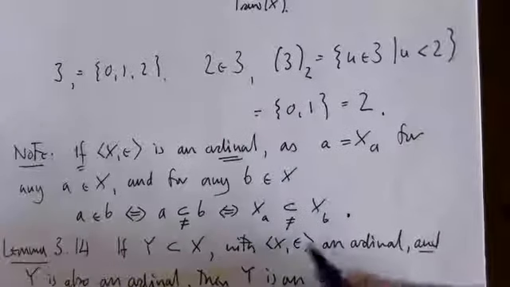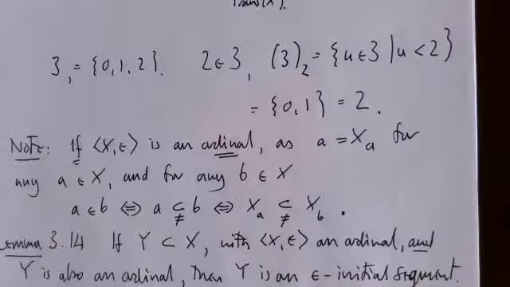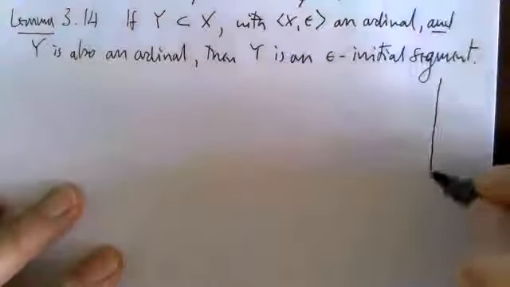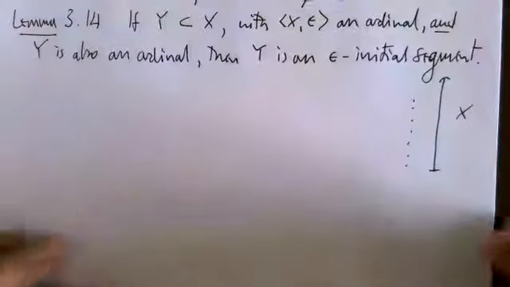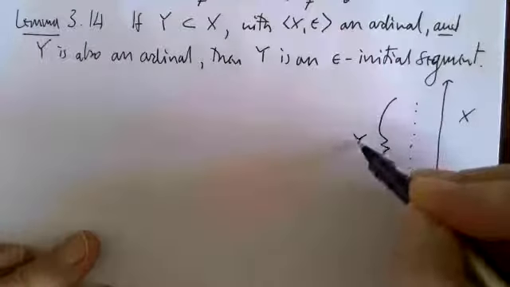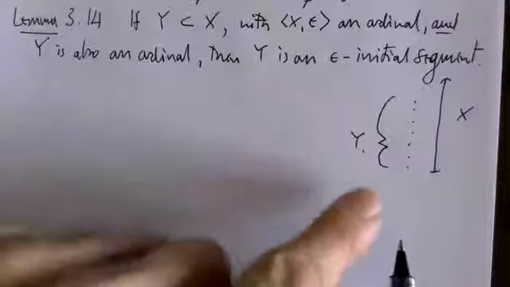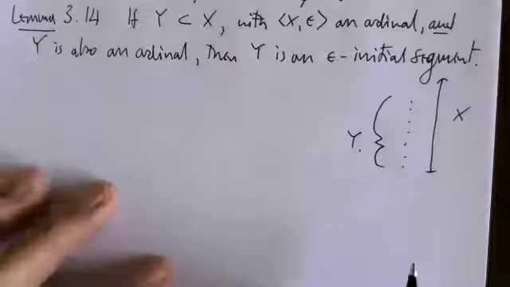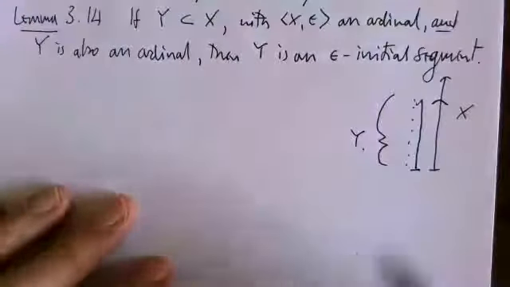Then Y is an initial segment under epsilon of X. So as a picture, here's the ordinal X. Y is a subset of X. But the lemma says if Y is an ordinal, its elements can't be scattered through X. The element Y has to be an initial segment if it's going to be an ordinal.